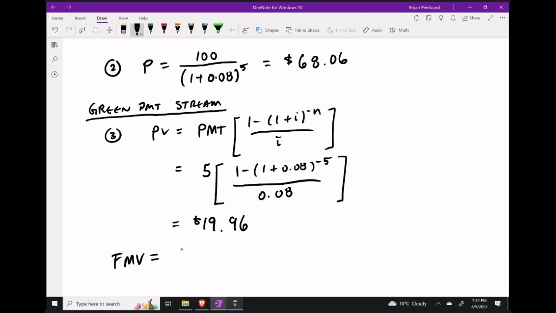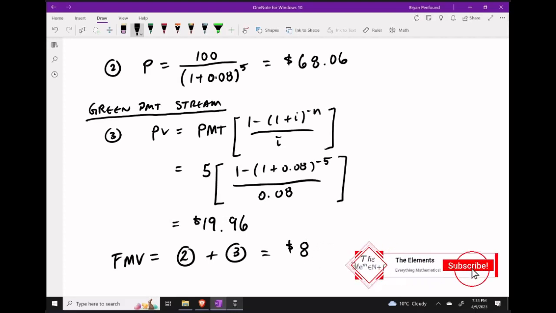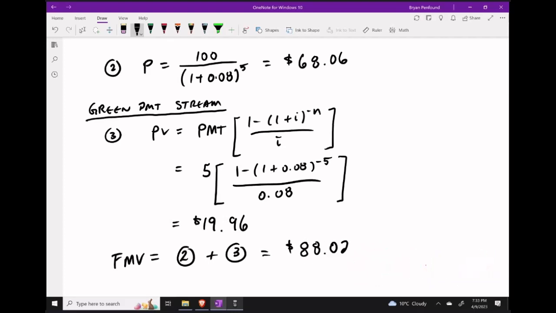And so to finish off this question, what we need is the fair market value today. We need the fair market value of the red payment stream, which is what we calculated in step 2. And we need to add to that the fair market value of the green payment stream, which we calculated in step 3. Adding both of these up, we see that the fair market value is $88.02.